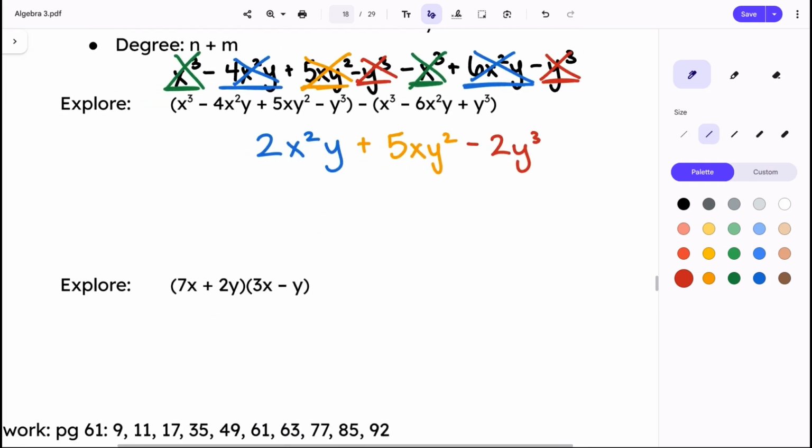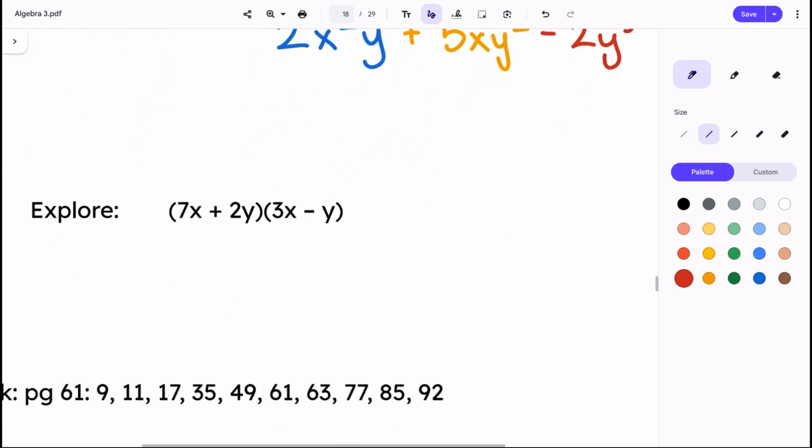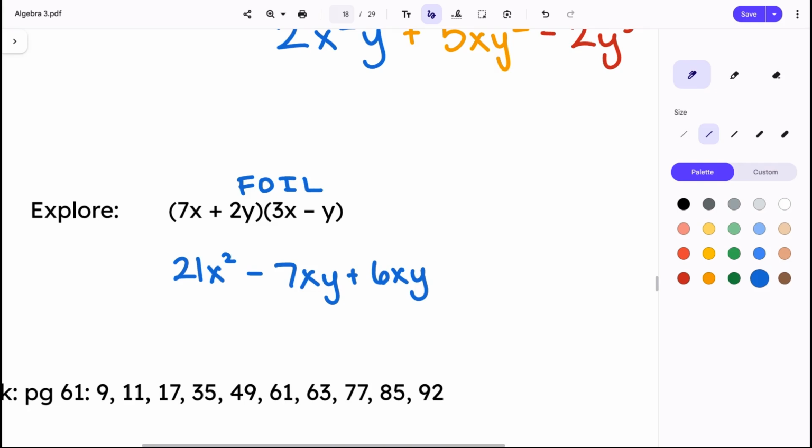Okay, let's do this last one here. Think about foiling for this one. Or you can even use the box method on this if you liked that. It still works, even if you're just dealing with two binomials. What would be your first term? Outside? Good. Inside? 6xy. And last, minus 2y squared.